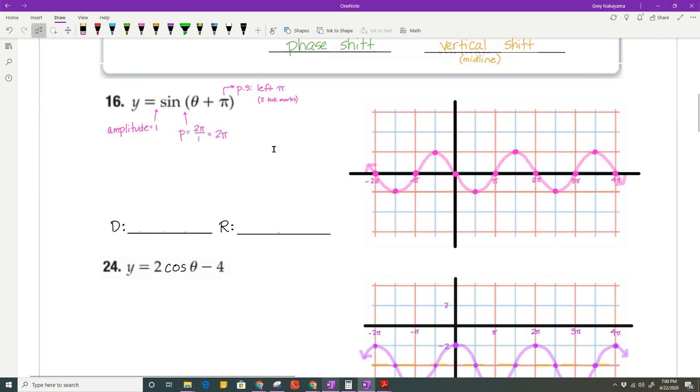All right, so I've labeled my x-axis, theta. For my y-axis, I don't have any different number for my amplitude, so I know it's just going to be up 1, so I don't have to relabel that.